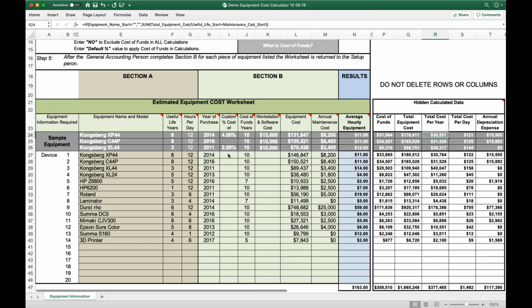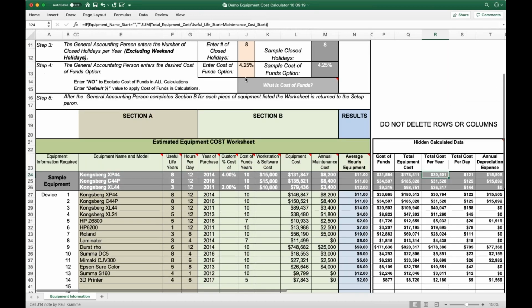Notice that I left all of the cost of funds out, okay? So in that case, it's going to use the default of 4 1/4 across the board for all of the different pieces of equipment. The number of years for calculating the cost of funds, and notice that in every case, the useful life is less than the cost of funds years.